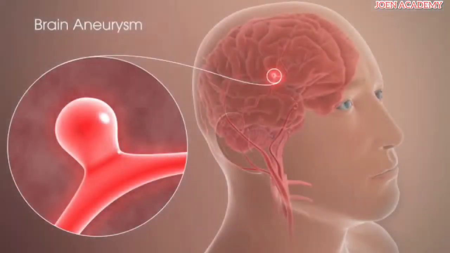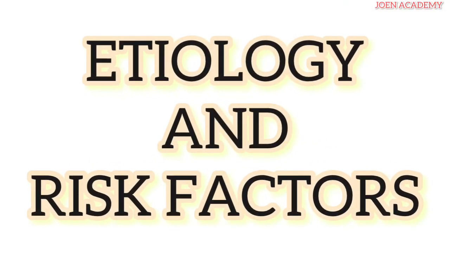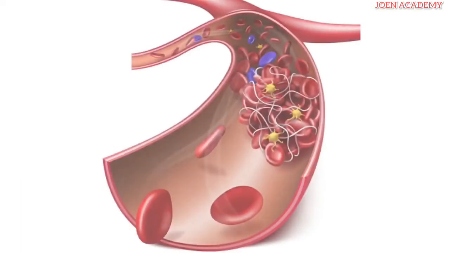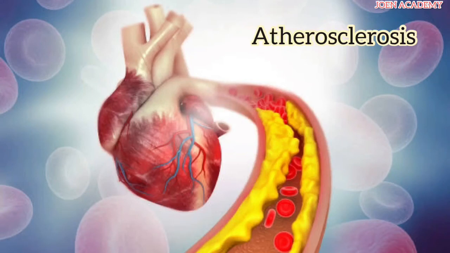From our discussion so far, we've been able to understand what aneurysm is and the possible classification of aneurysms. Now, what are the causes of aneurysm? The most common cause is the weakening of the arterial wall. The weakening of the arterial wall is associated with atherosclerosis, and atherosclerosis is a disease of the arteries that is characterized by the deposition of fatty material on the inner walls of the artery. Alright?